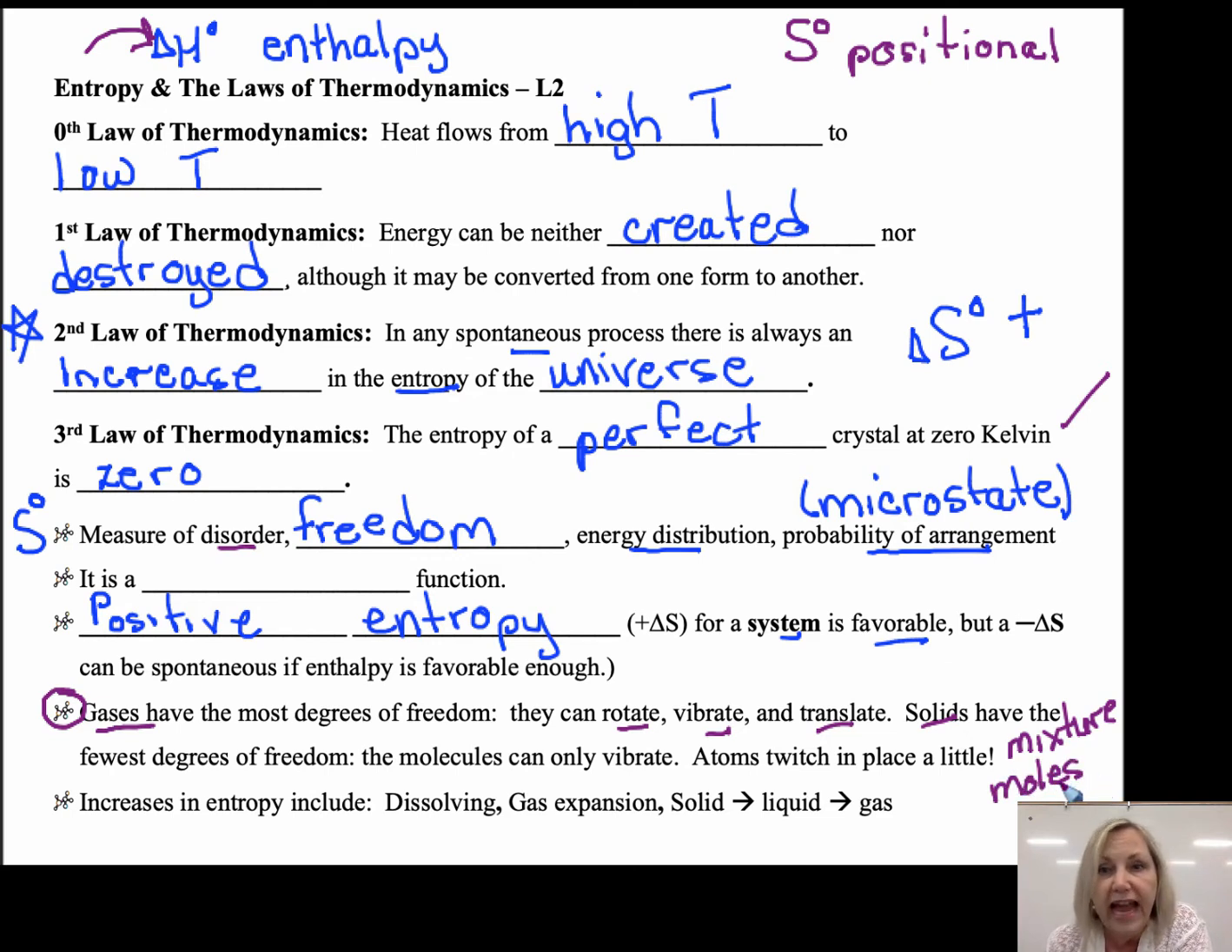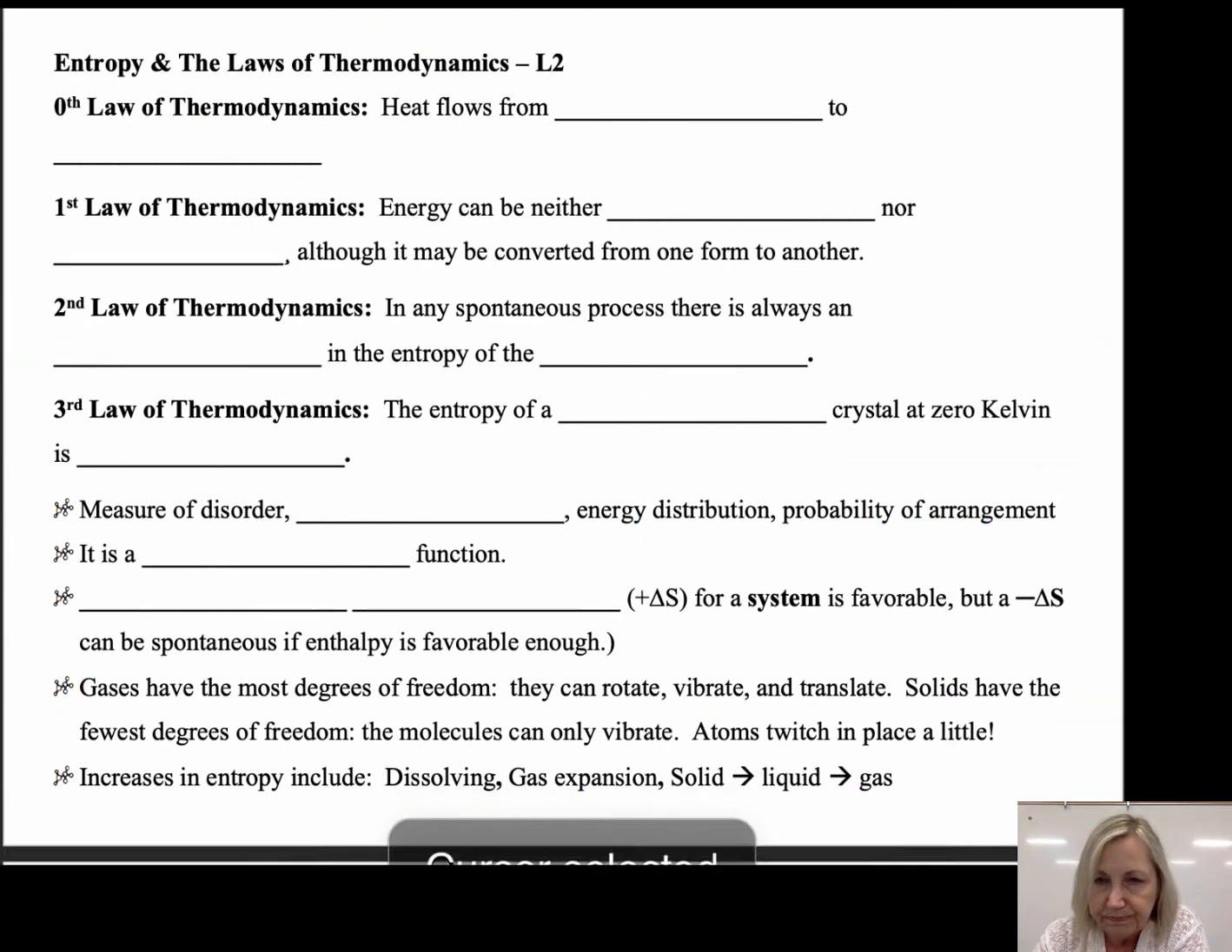Like more moles of gas would have a higher entropy, for example. Okay, but always look at those states first as we're evaluating. An increase in entropy would include dissolving. In this case, you are taking, say, a solid, possibly in something like water, and you're having to move apart the water molecules and break apart the solid molecules. That is typically going to be a positive entropy change. Gases expanding, solids going to liquids, going to gas, are all examples that are a positive delta S, or an increase in entropy for a system.